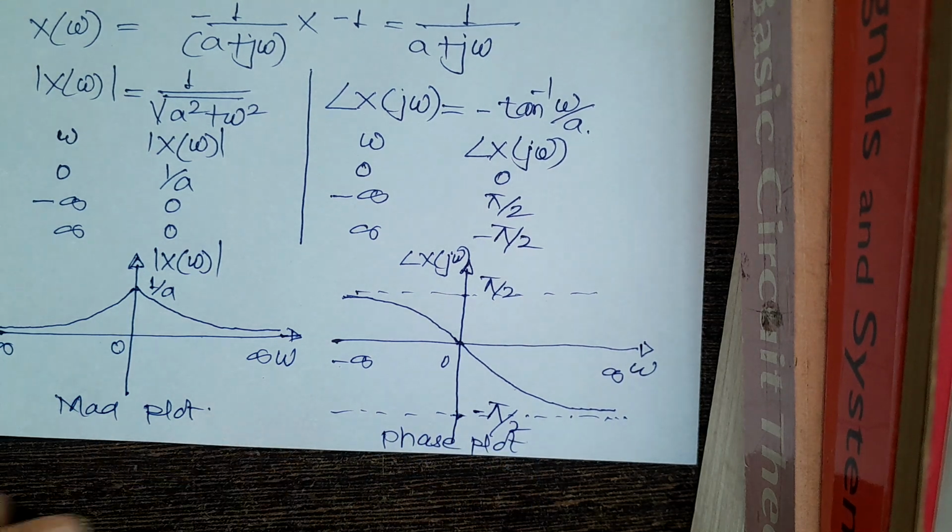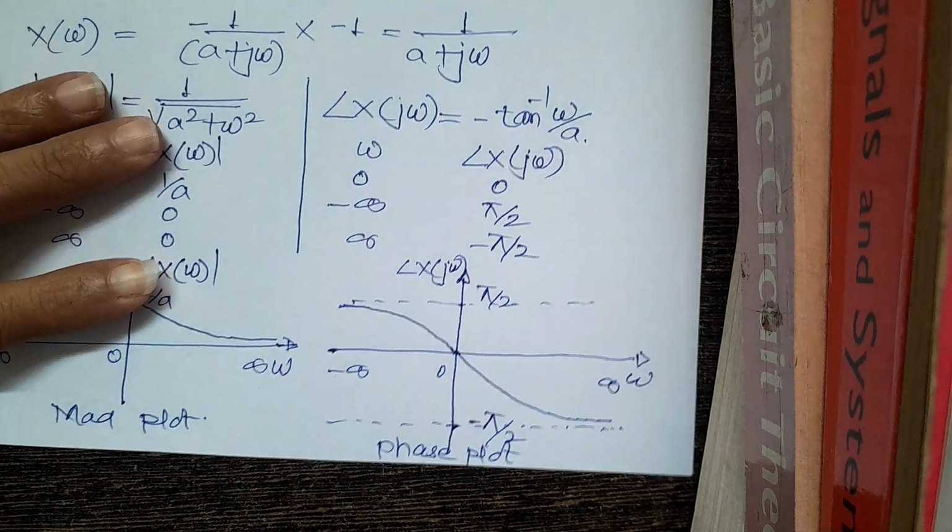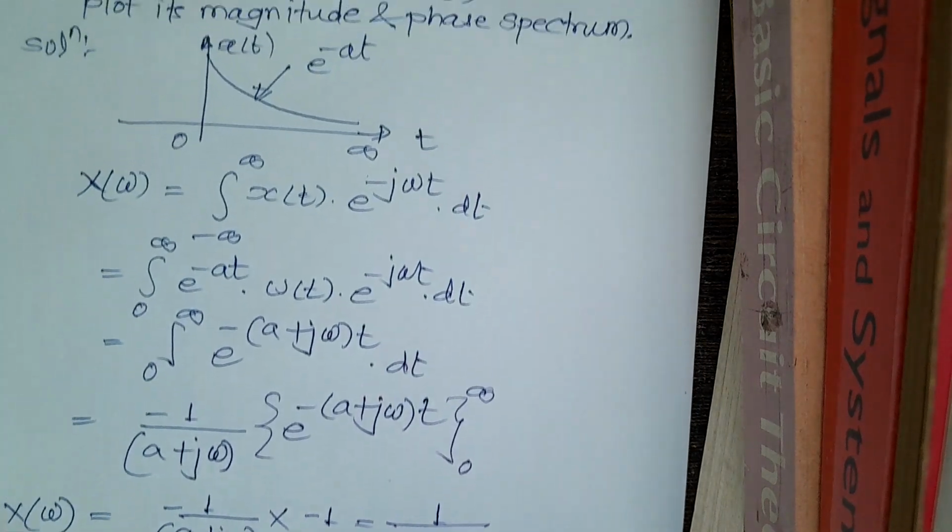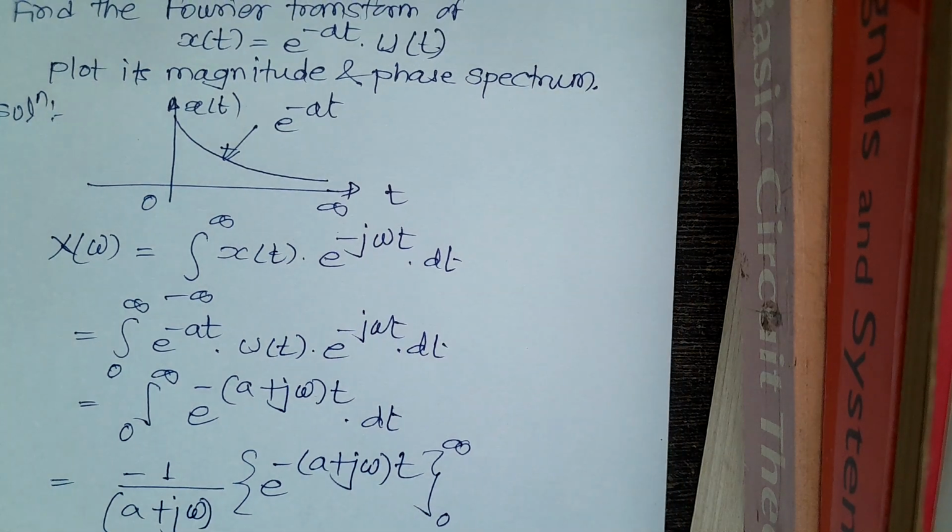In this way we can find the Fourier transform for the given function, that is e^(-at) u(t).